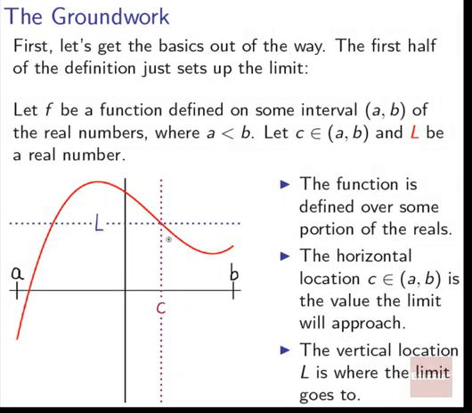And finally, L is some real number. So L, a real number, is the vertical location that we wind up going to. So that's where the limit will go to. We're setting the L that we are saying our limit winds up going to as we approach this c. So that's the basics that we're setting up. f is some function, it works on some chunk. c is where we're going to, and L is the value that we wind up meeting up at, that we are headed towards.